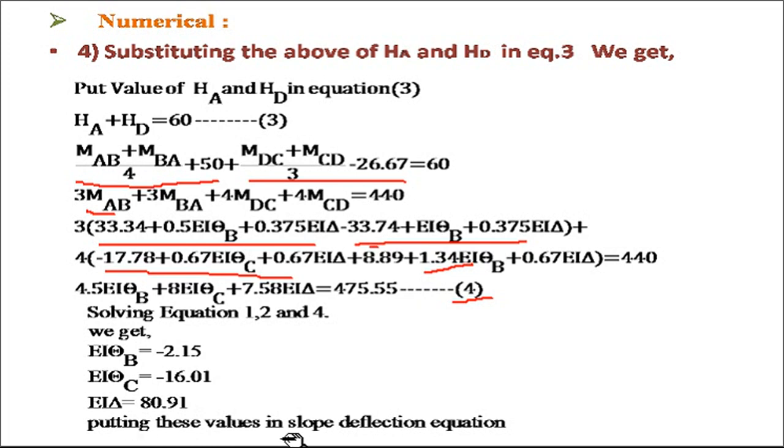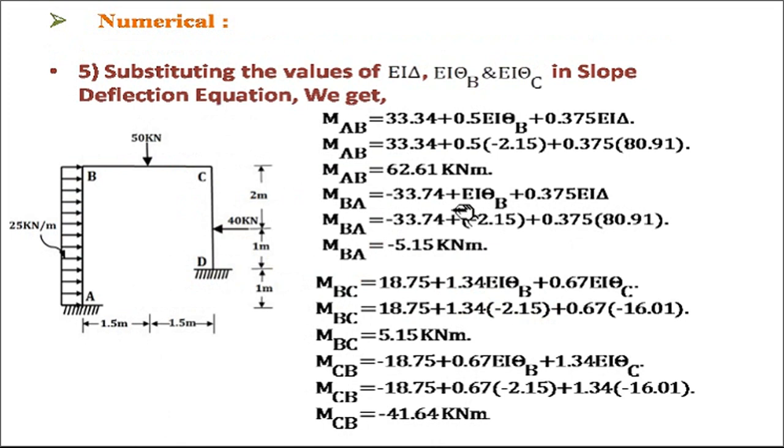So putting these values in the slope deflection equation. This is the slope deflection equation for member AB. Putting the value of EI theta B and EI delta, the moment in member AB is 62.61. This is the equation of moment for member BA. Putting the value of EI theta B and EI delta, the moment in member BA is minus 5.15.